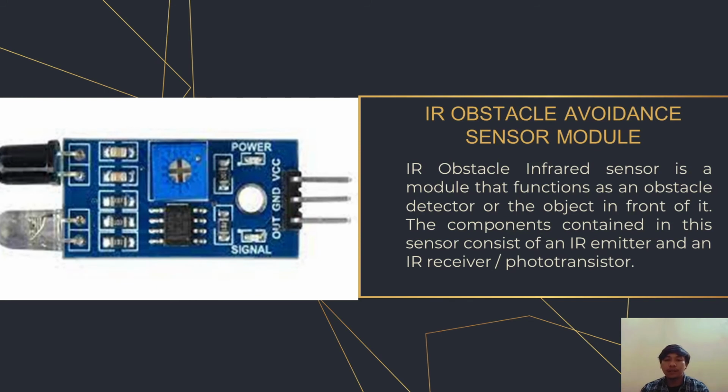Infrared obstacle avoidance sensor module. The infrared obstacle sensor is a module that functions as an obstacle detector for objects in front of it. The components contained in this sensor consist of an IR emitter and an IR receiver or phototransistor.